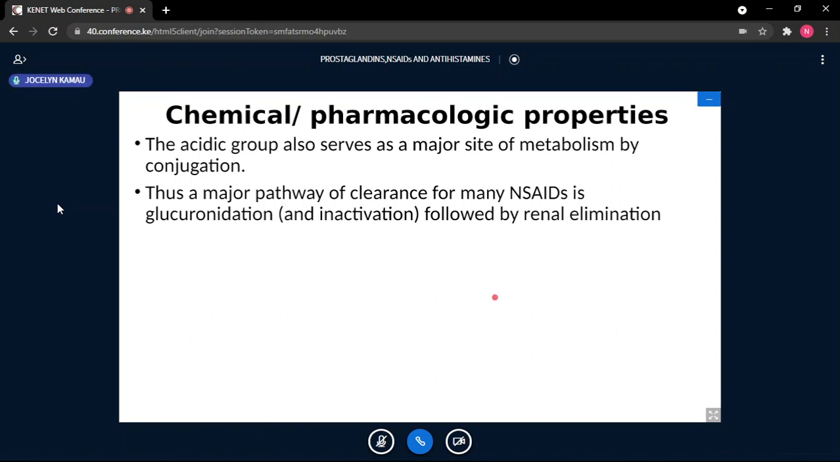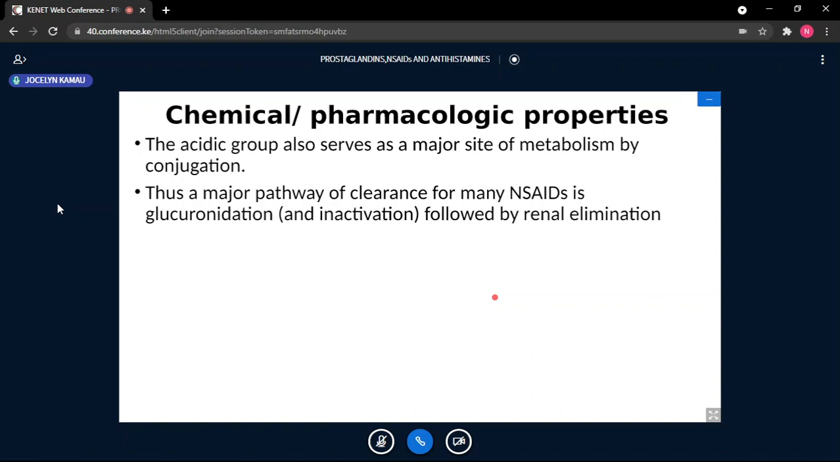The acidic group also serves as a major site of metabolism by conjugation. I believe you have done metabolism. Once you have a polar group, like a hydroxyl group, a carboxylic group, an amino group, or a sulfhydryl group, an SH group, those are polar groups. When a drug has a polar group, it does not undergo phase 1 metabolism because it's already ready to undergo phase 2 metabolism, which is usually conjugation.